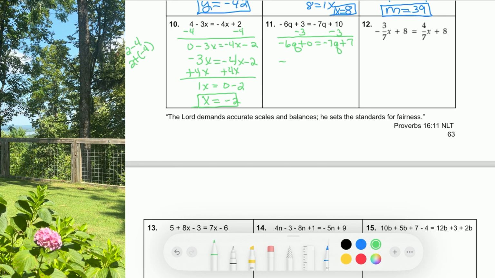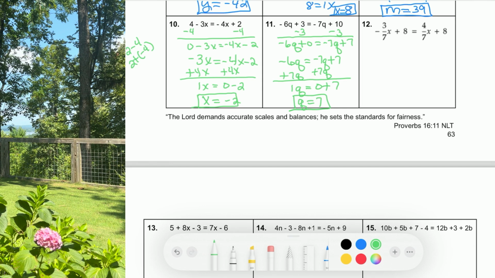I'm going to rewrite it out. Okay, now I need to get my q's together. I will add 7q, add 7q. That gives me 1q equals 0 plus 7, which is just q equals 7.